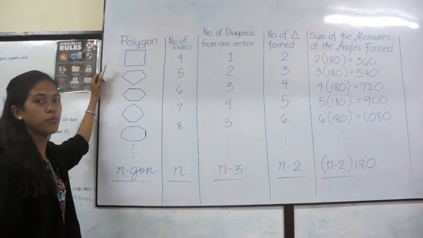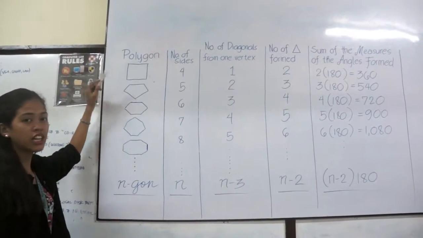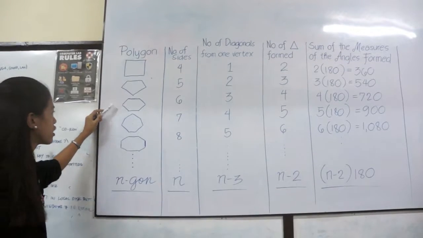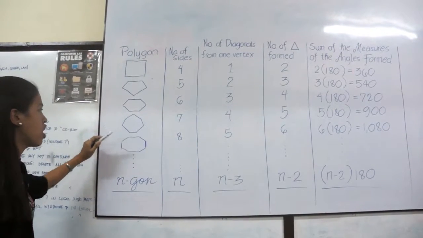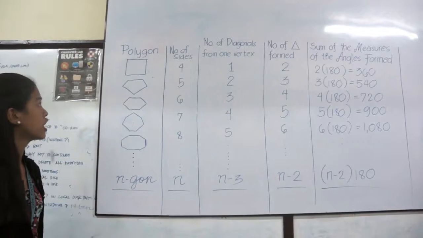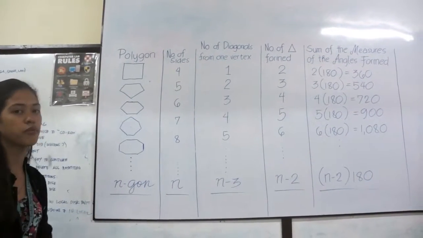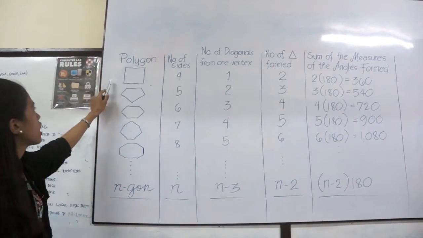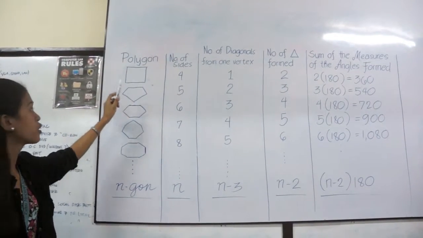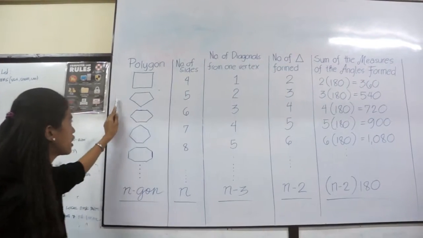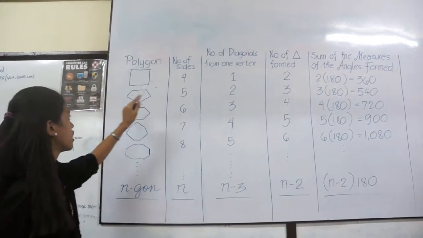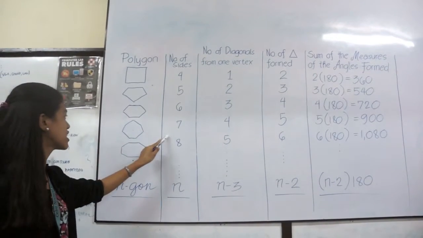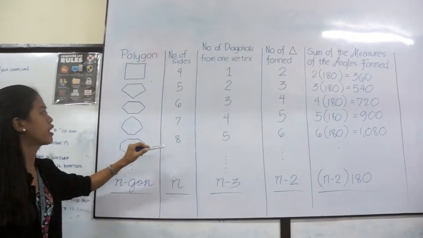These are the types of polygons. We have the quadrilateral, the pentagon, the hexagon, the heptagon, and the octagon, or the n-gon. In getting the number of sides, we have this formula. n is equal to the number of sides. So in quadrilateral, we have 4 sides. In pentagon, we have 5 sides. In hexagon, we have 6 sides. In heptagon, we have 7 sides. And in octagon, we have 8 sides.